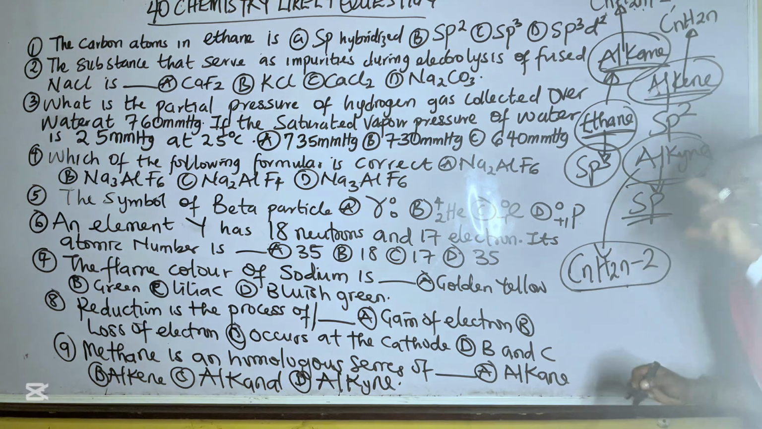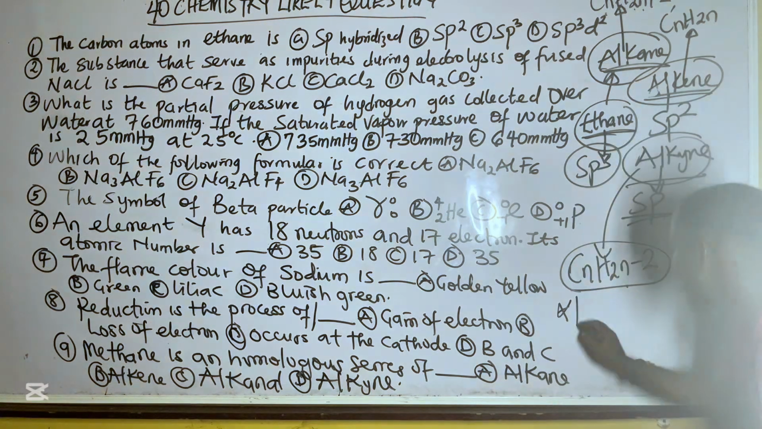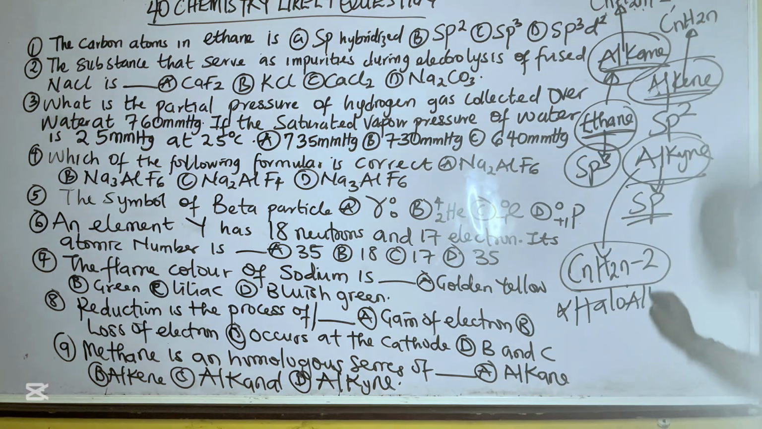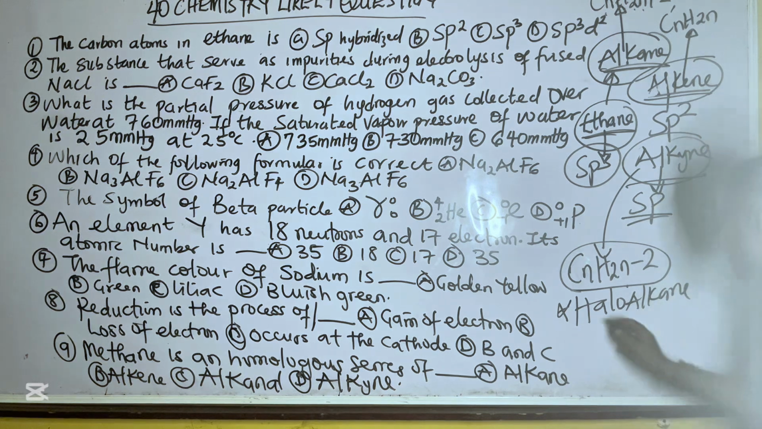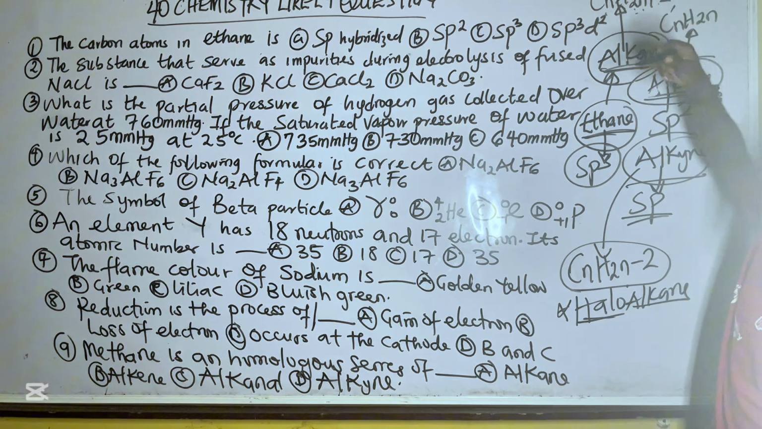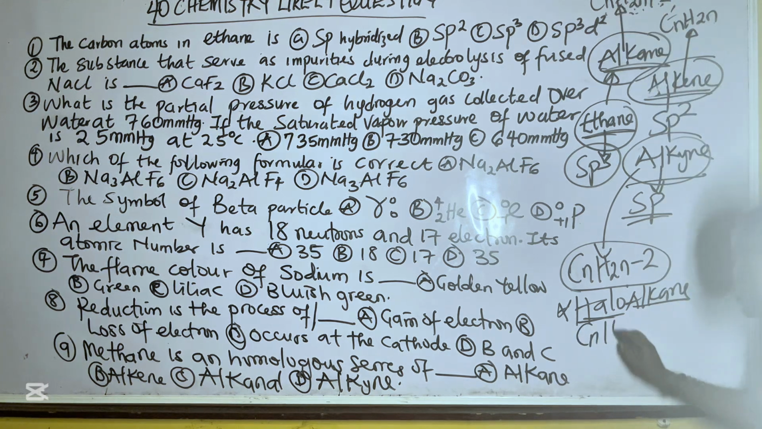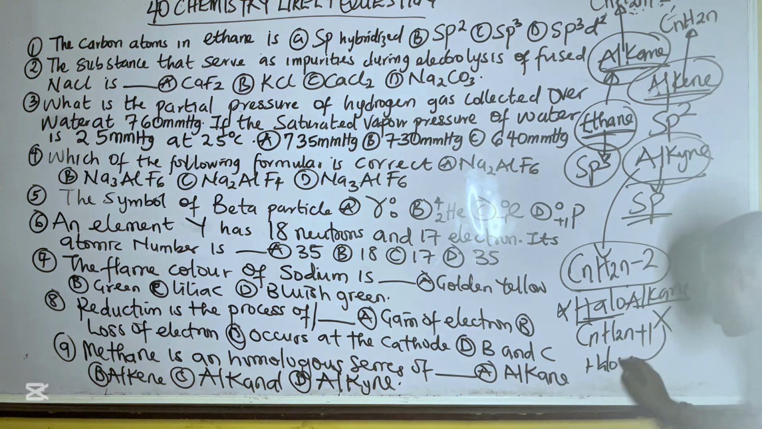Another question that JAMB asked is: what is the general formula of haloalkanes? Don't forget that halo here is halogens. That means it's a combination of alkane plus halogen. You just take away one hydrogen from the alkane and put X, which is a halogen. So this is CnH2n+1X. This X represents halogens, Group 7 elements.